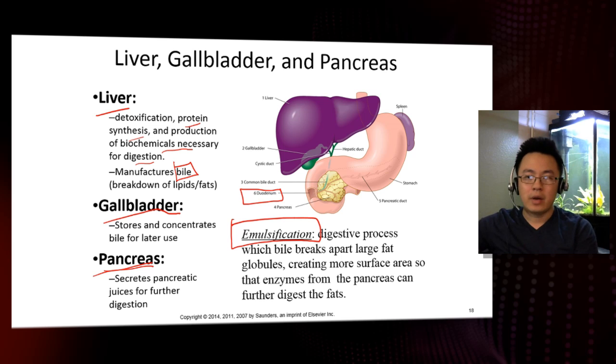What's amazing here is that the duct that connects the liver to the duodenum is known as the hepatic duct, okay? But when the gallbladder is involved, they combine into this common duct. You can see in my diagram that it is known as the common bile duct, where the liver and the gallbladder use that same passageway to deliver bile into your small intestine.